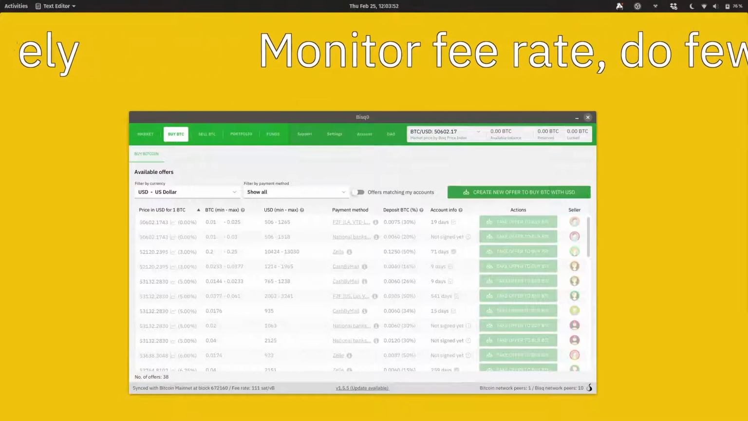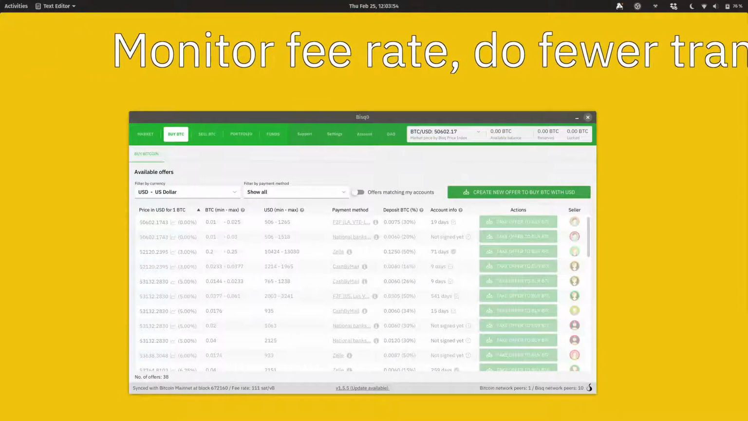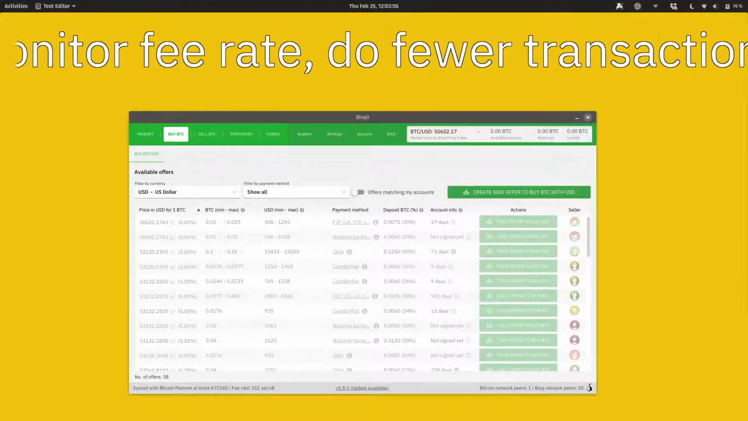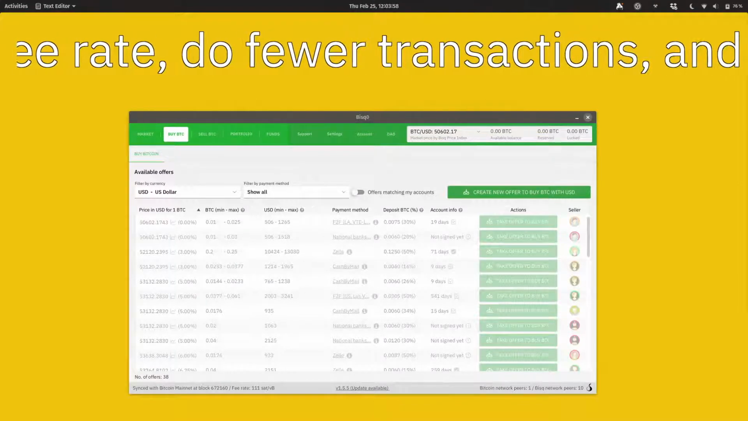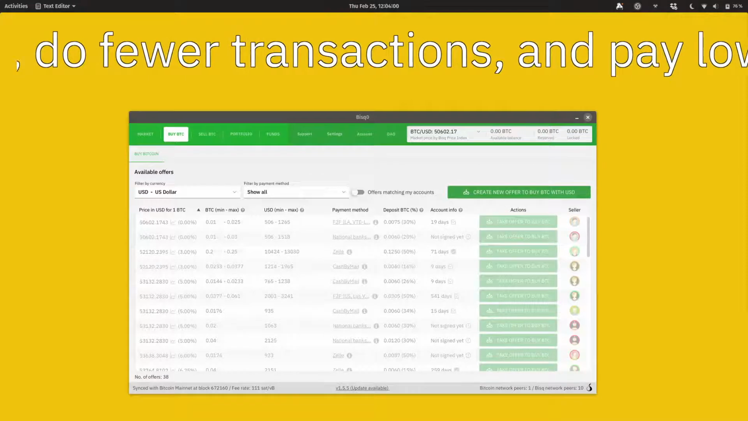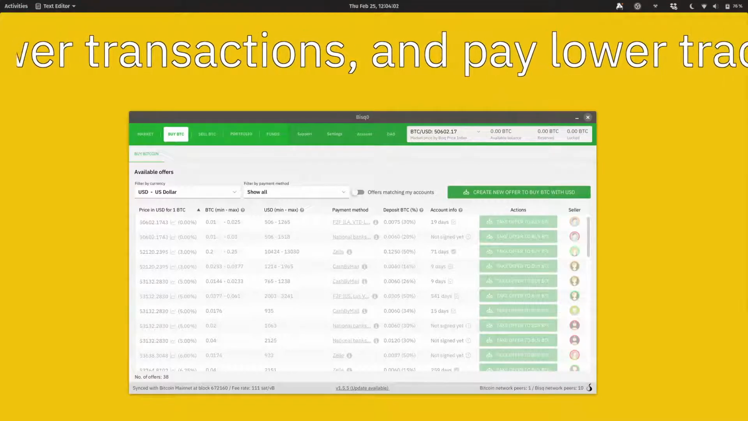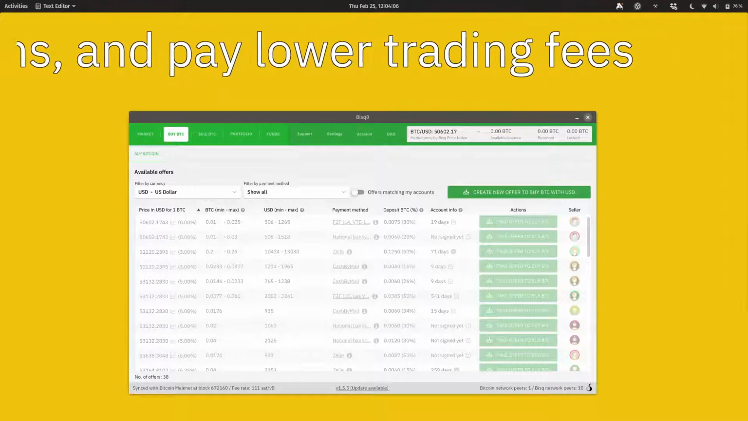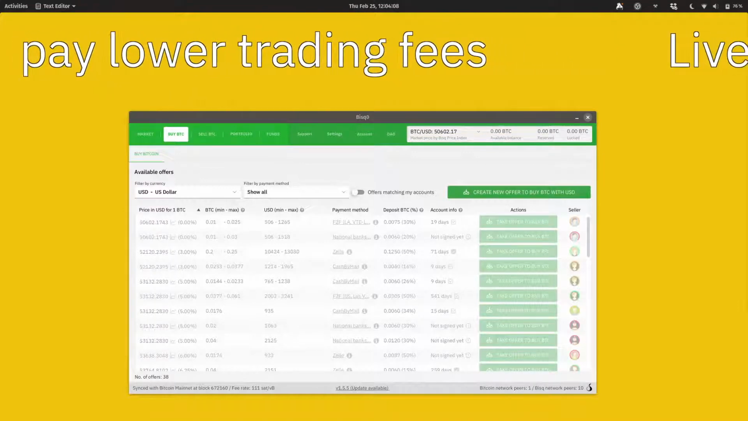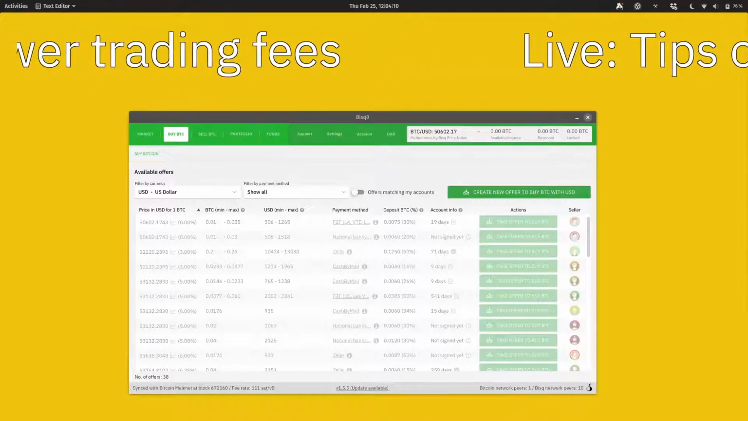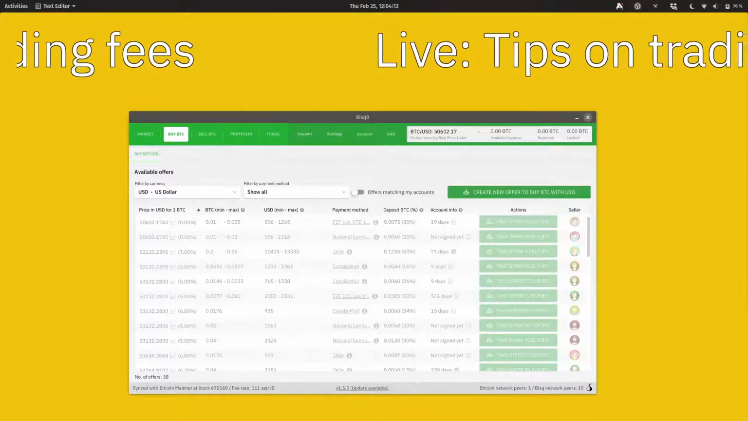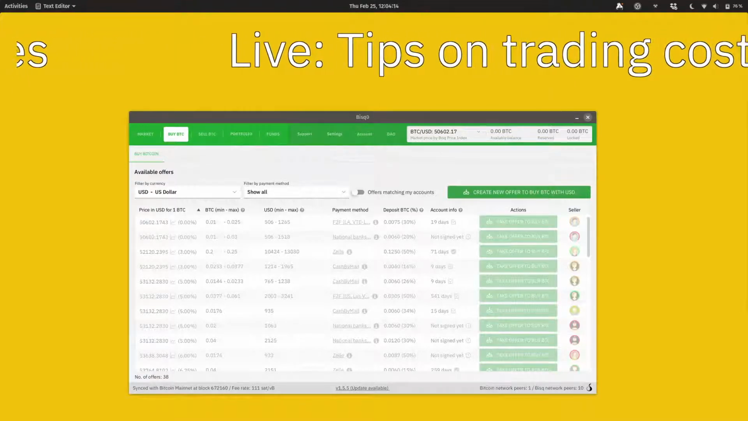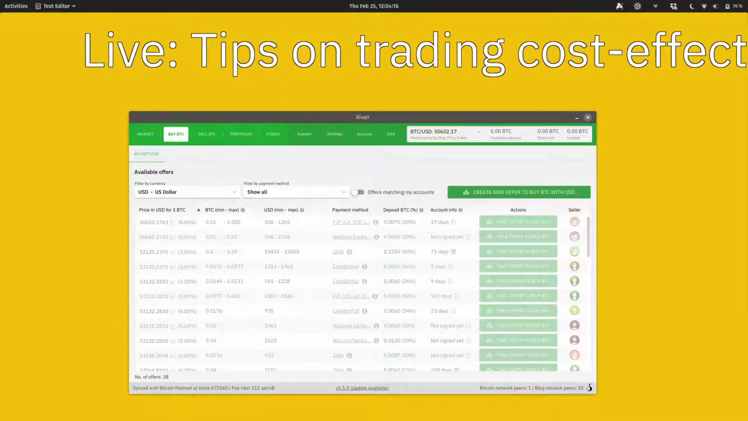With the first item, as you can see on the top of the screen, trading cost effectively on Bisq. As you've all probably seen, the mempool is getting rather congested more often, and mining fees are more of a consideration now than they've ever been in the past. So trading cost effectively on Bisq is something that you want to think about more.